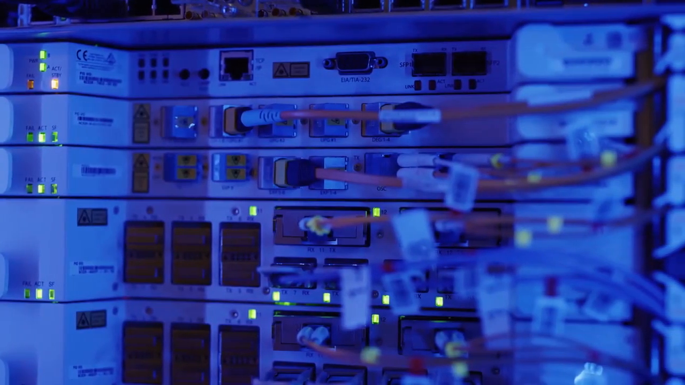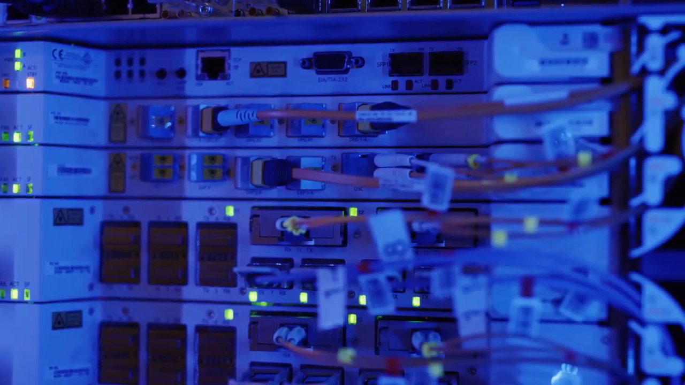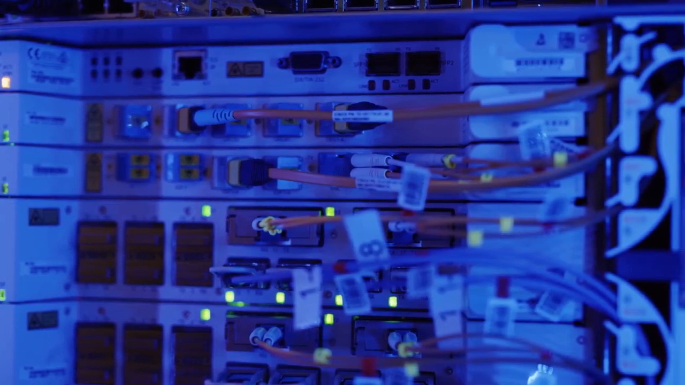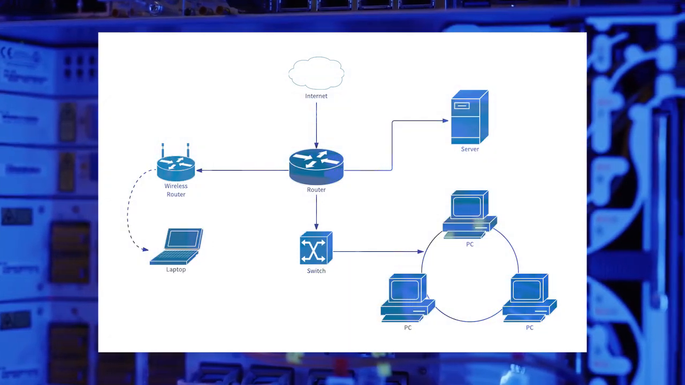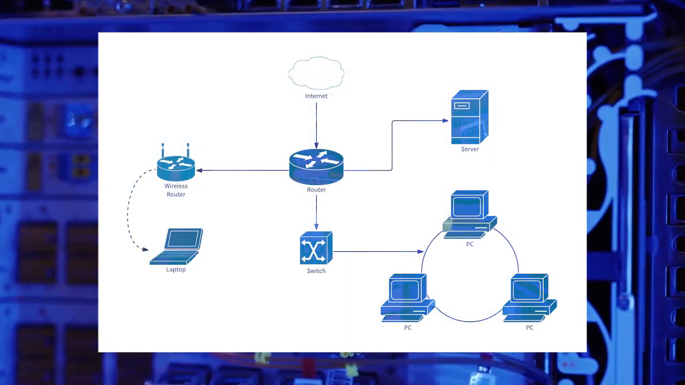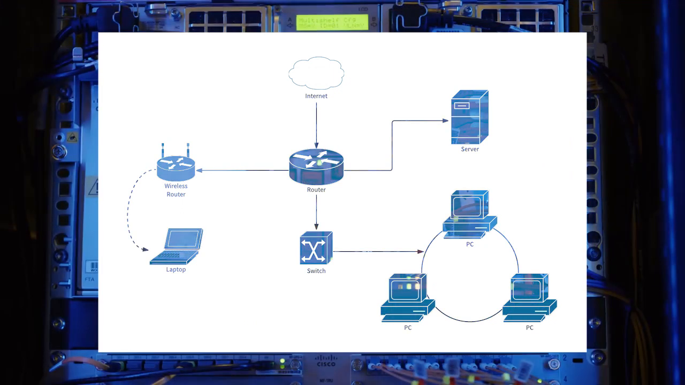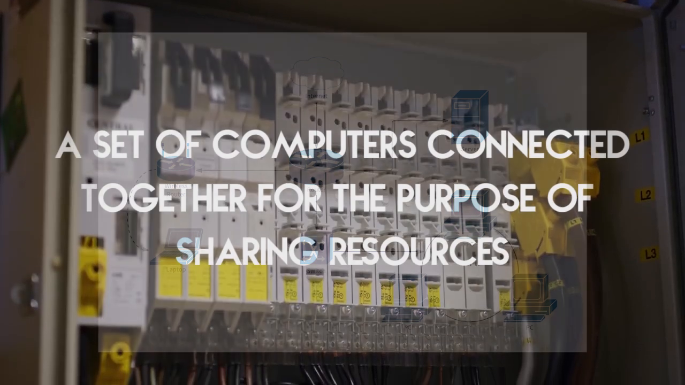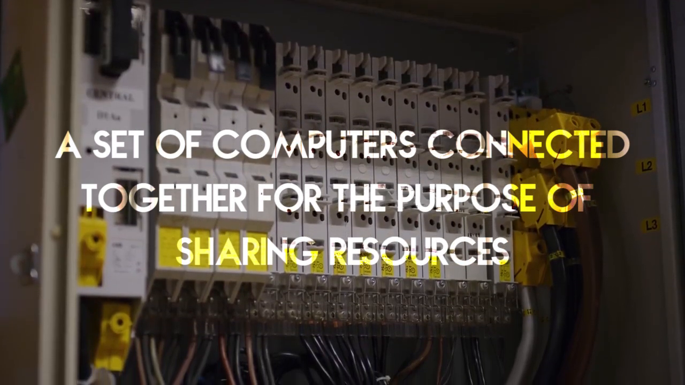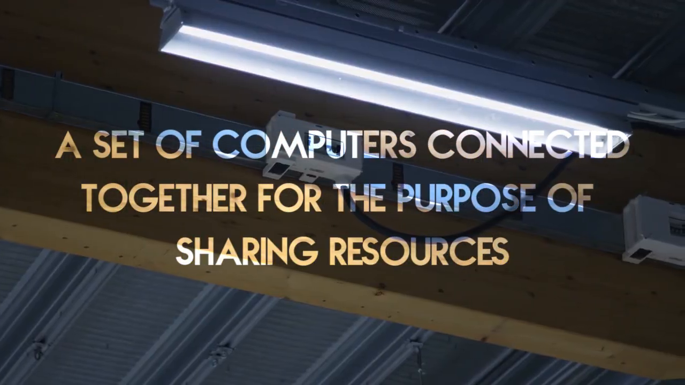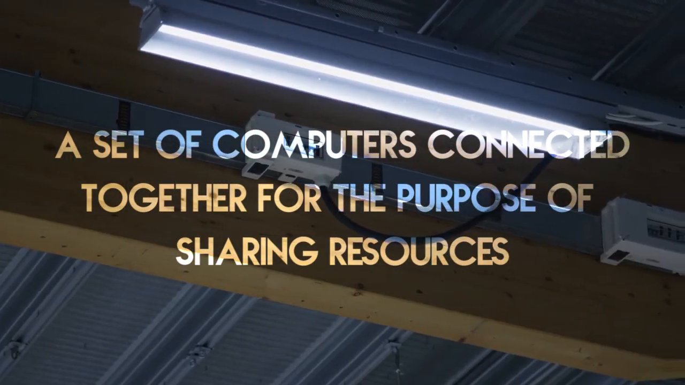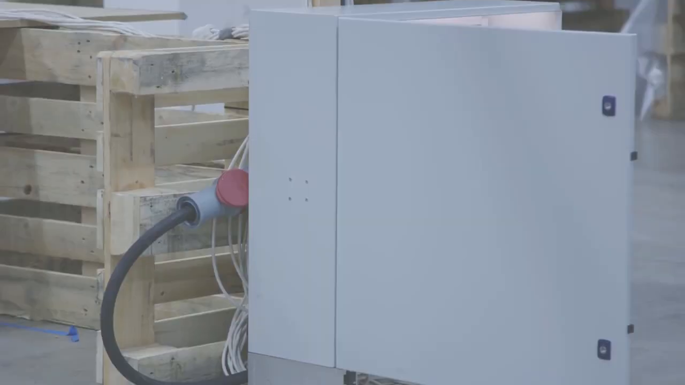First of all, let us see what is a computer network. In a computer network, you have two or more computers connected electronically by computer networking devices. They share data and information with each other. Basically, a computer network is a set of computers connected together for the purpose of sharing resources.